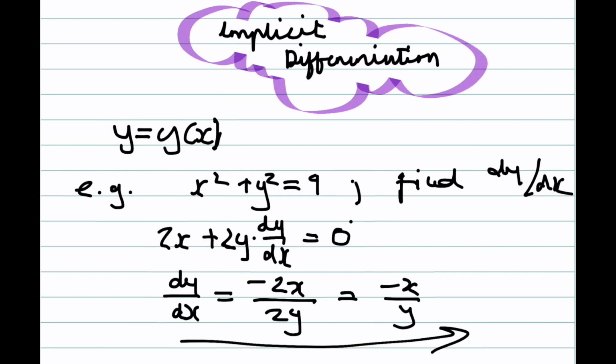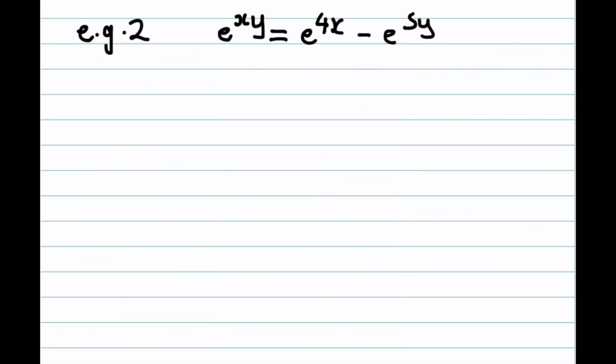Let's do a slightly harder example, where we have e to the xy is equal to e to the 4x minus e to the 5y. And we want to find, again, dy dx.